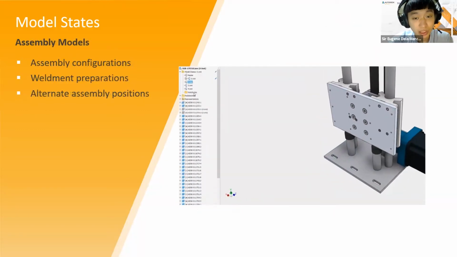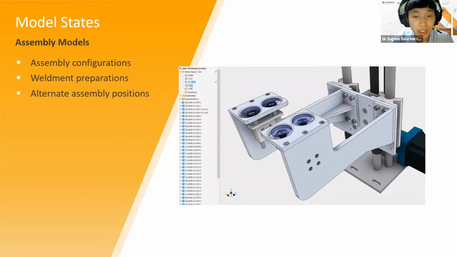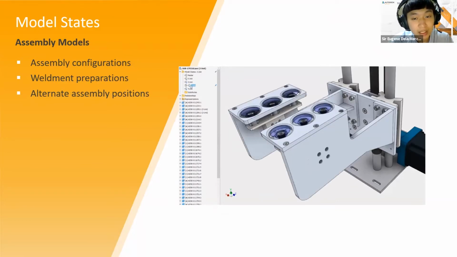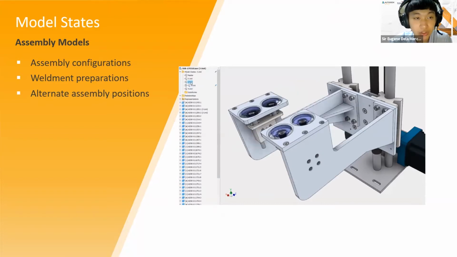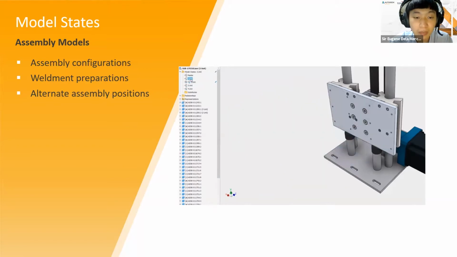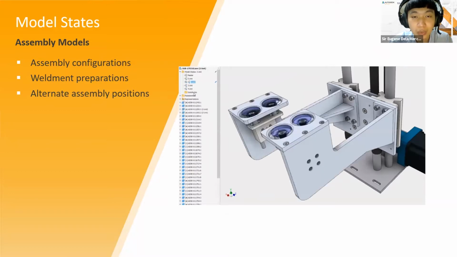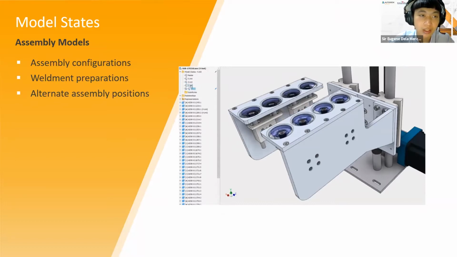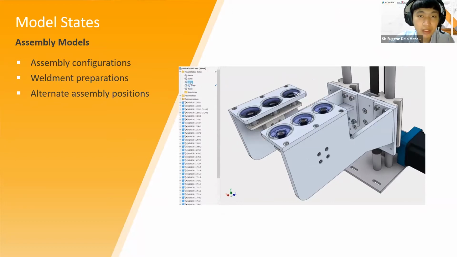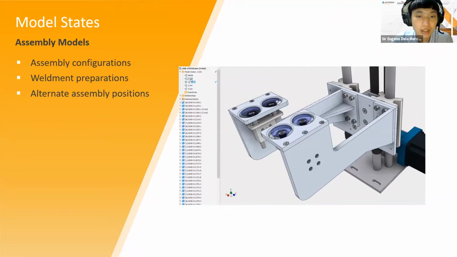We can also use model states in assembly models so that we can easily create assembly configurations, weldment preparations, alternate assembly positions, or we can also represent an assembly file with simplified designs using model state. For instance, we want to represent an assembly file to have a fine, medium, or coarse detail. Again, for the model states, I will be giving you a technical demonstration of this.